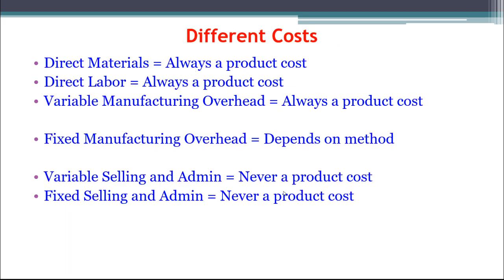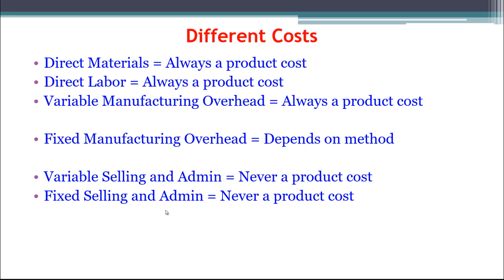So back to all of our groups of costs. Direct materials, they're always going to be a product cost no matter what method we're using. Same with direct labor. The same with variable manufacturing overhead. Those are all product costs. They're all variable, and they're all product costs under both methods.